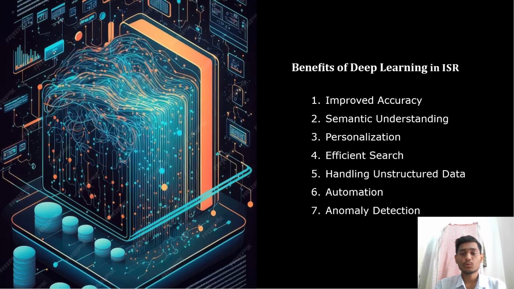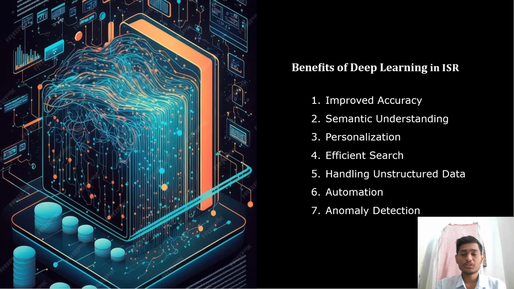The fifth one is handling unstructured data. Deep learning is adept at handling unstructured data such as images, audio, and unformatted text. This is crucial for modern information storage and retrieval that deals with a variety of data types. And the sixth one is automation. Deep learning can automate many information retrieval tasks, reducing the need for manual categorization and tagging, making the process more efficient.